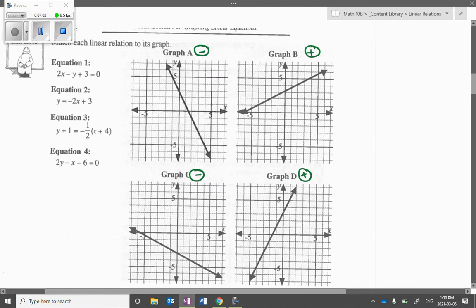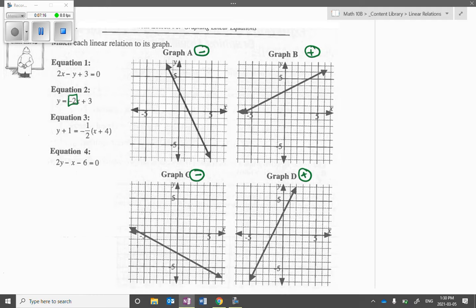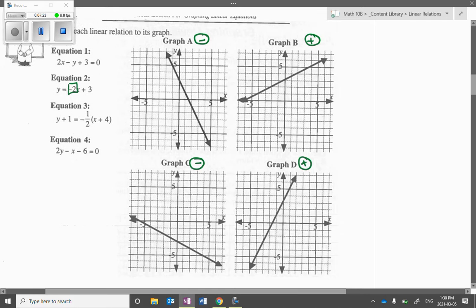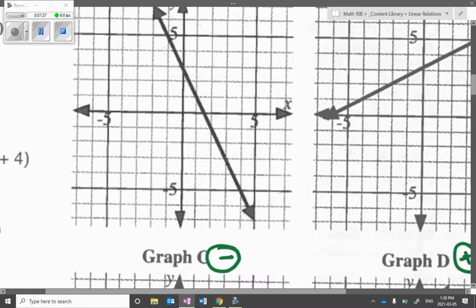So let's start with the easier ones first. Equation 2 is already in slope-intercept form. We can tell right away that it has a negative slope of 2. So I just have to look at A and C now and see which one's a negative slope of 2. 2 is a whole number, so likely it's going to be our steeper graph, right? Versus a fractional slope will be a shallower slope. So let's look at this one and count it out.